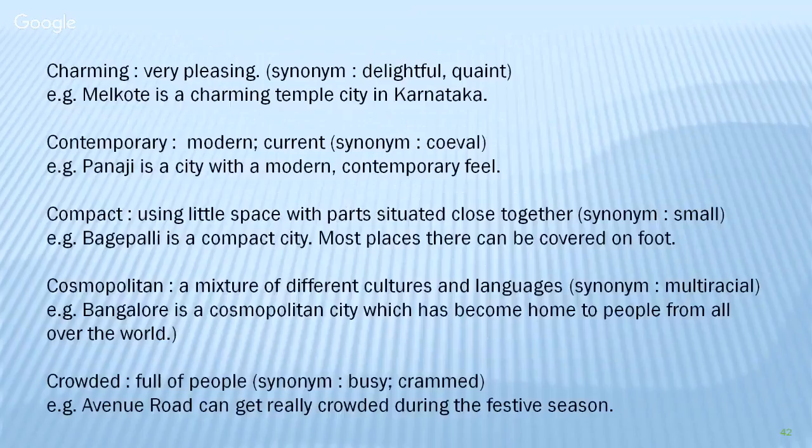Charming, very pleasing. Delightful, quaint. Melkote is a charming temple city in Karnataka. Contemporary, modern, current. Synonym, coeval. Panaji is a city with a modern, contemporary feel.